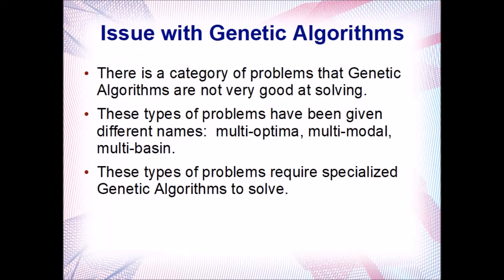So there is an issue with genetic algorithms, and that is that there's a category of problems that genetic algorithms are not very good at solving. These types of problems have been given different names, from multi-optima to multimodal. For minimization problems, multi-basin has been used. But these types of problems require a specialized form of genetic algorithms to solve.